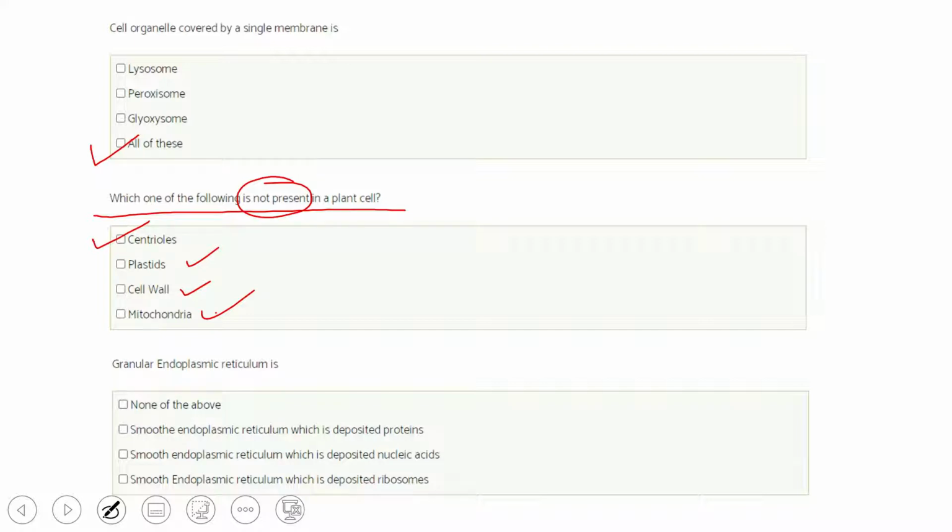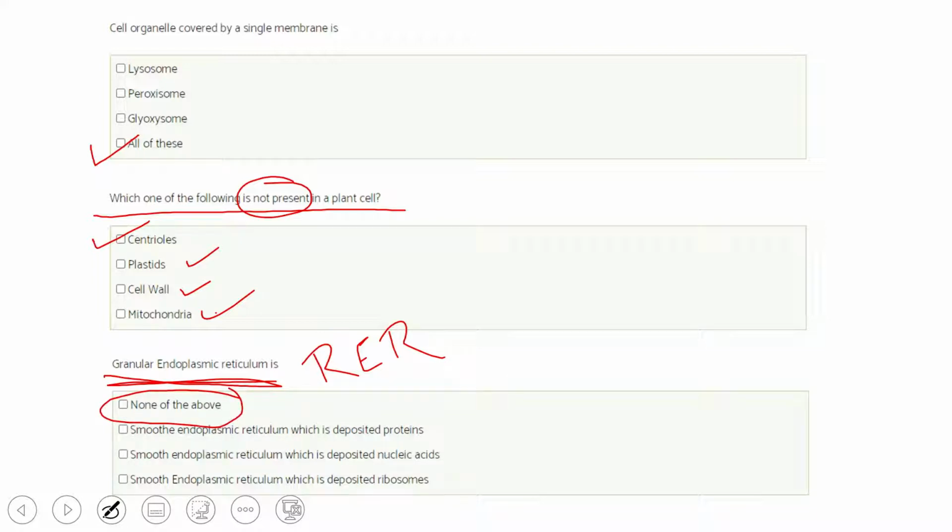Coming to the next question. Granular endoplasmic reticulum. Now what do you mean by granular endoplasmic reticulum? The endoplasmic reticulum which has granules. Or here what are they referring to? Yes, the rough endoplasmic reticulum. So granular endoplasmic reticulum is nothing but the rough endoplasmic reticulum. So they're asking granular endoplasmic reticulum is none of the above. Okay, so this option should be the last one.